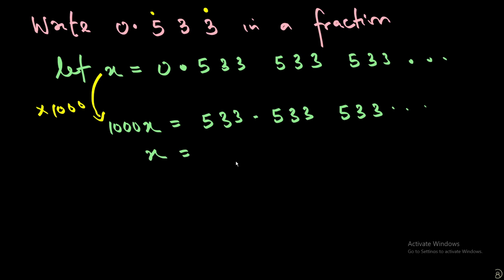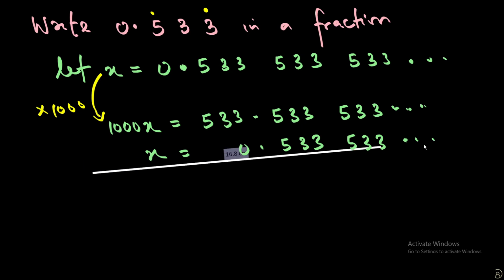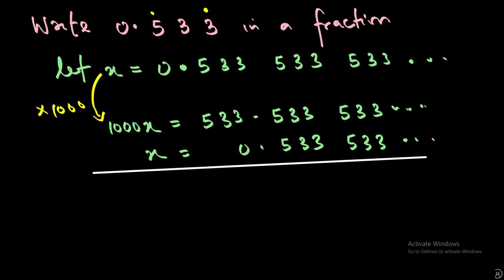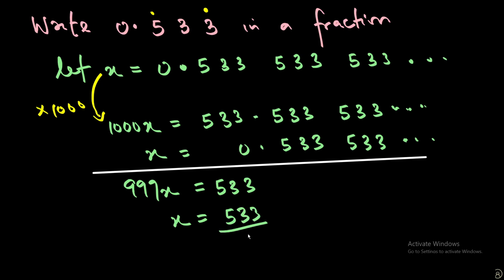To make it work a lot easier, I'm going to write the first equation underneath like this. x equals 0.533533, it goes on and on and on. Now we're going to subtract along the column, and that's going to be 999x. If you subtract this, this will be 533. To get x, you divide both sides by 999, so you have 533 divided by 999. So that's a single fraction. It will be written as 533 over 999.